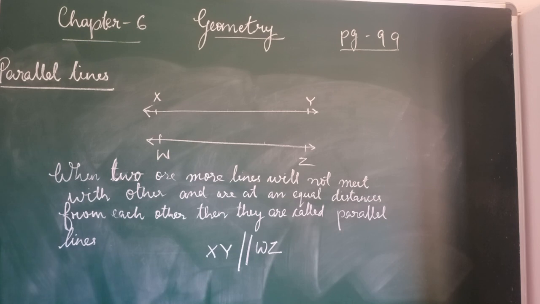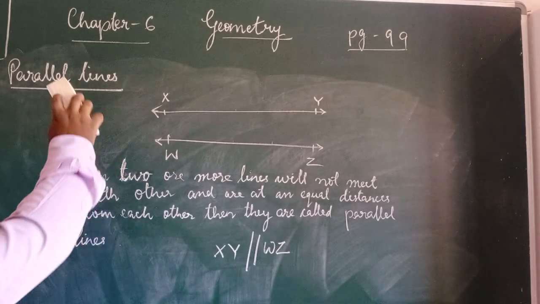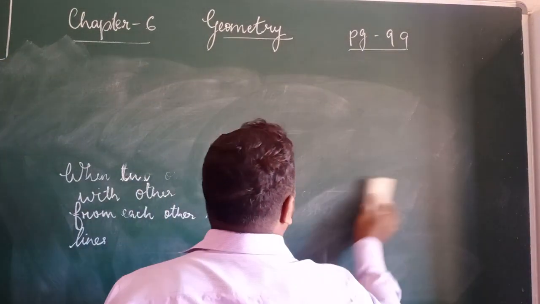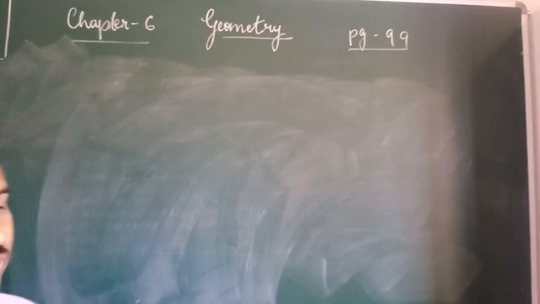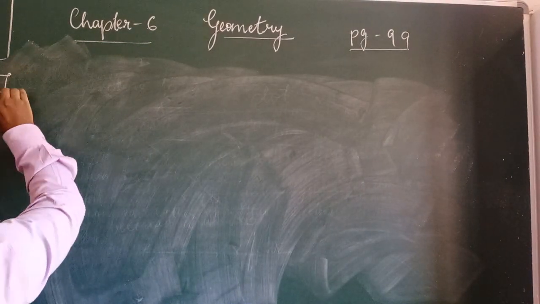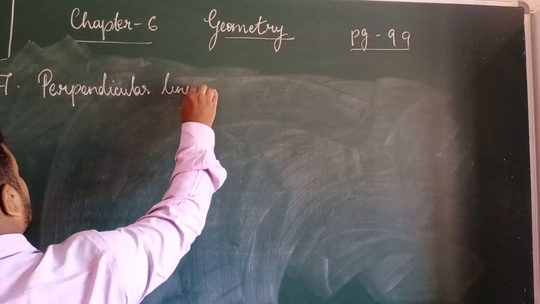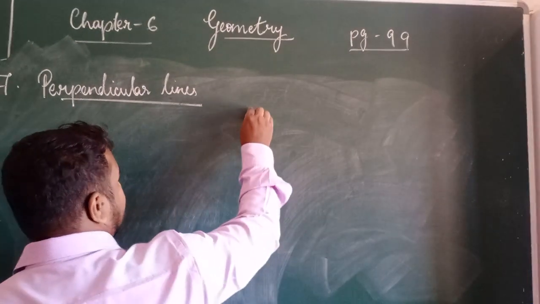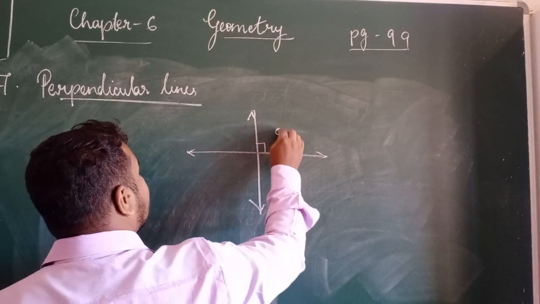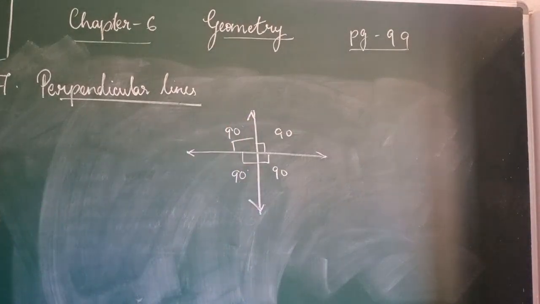Then the next one. What is the next one? The next one is perpendicular lines. When we take two lines or more than two lines which are perpendicular to each other, if you draw them like this, this angle is 90 degrees, this angle is 90 degrees, this angle is also 90 degrees, then each angle is 90 degrees and they are called perpendicular lines.